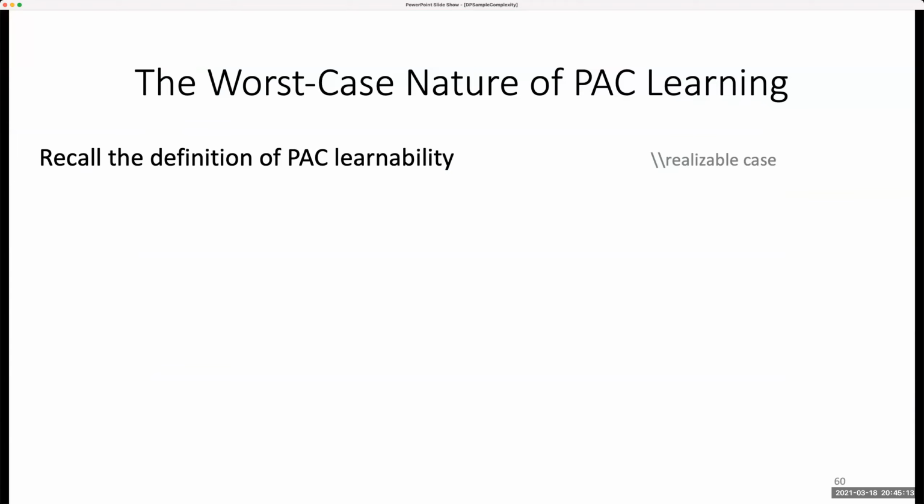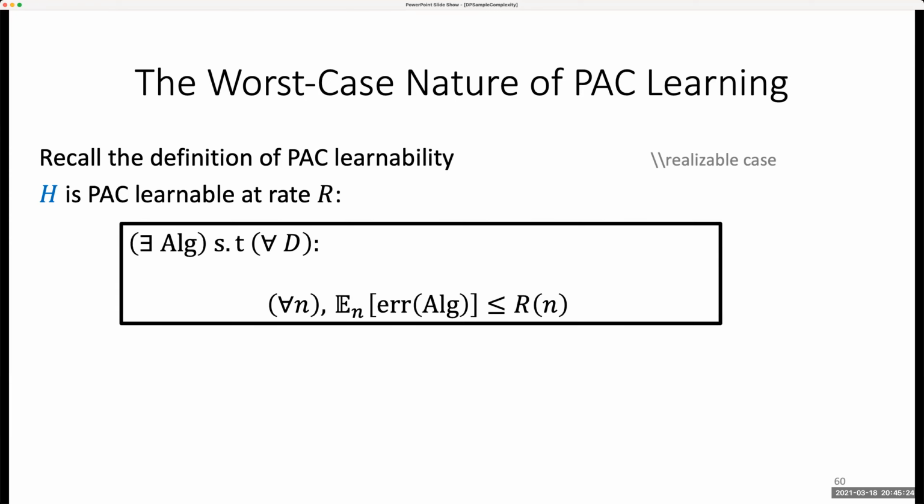So let us recall the formal definition of PAC learning, again in the realizable case. This is a little bit technical, but you all saw it once. H is PAC learnable at rate R if there exists one universal algorithm, for any distribution, such that for every realizable distribution D and for every n, the expected loss of the algorithm is at most R. That's the definition of PAC learning. I omit delta here and just take expected loss, for those of you who worry.